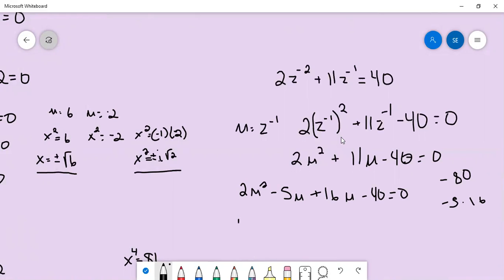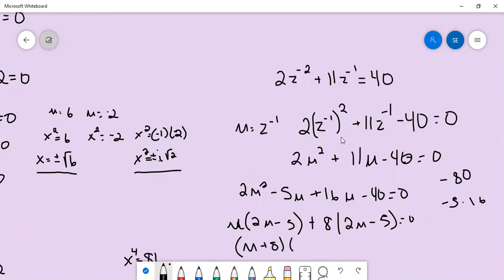This becomes u times 2u minus 5, plus we're going to factor out an 8 from the second part, 8 times 2u minus 5 is equal to 0. So we have u plus 8 times 2u minus 5 equals 0.